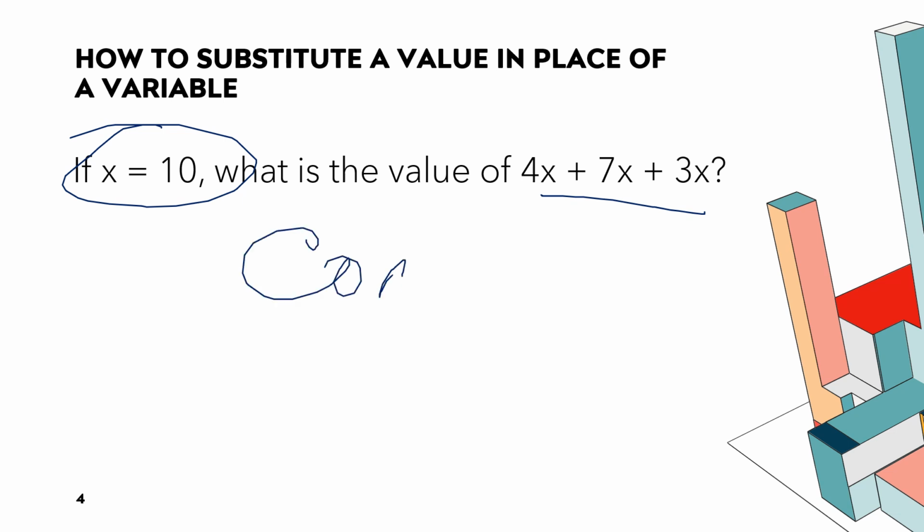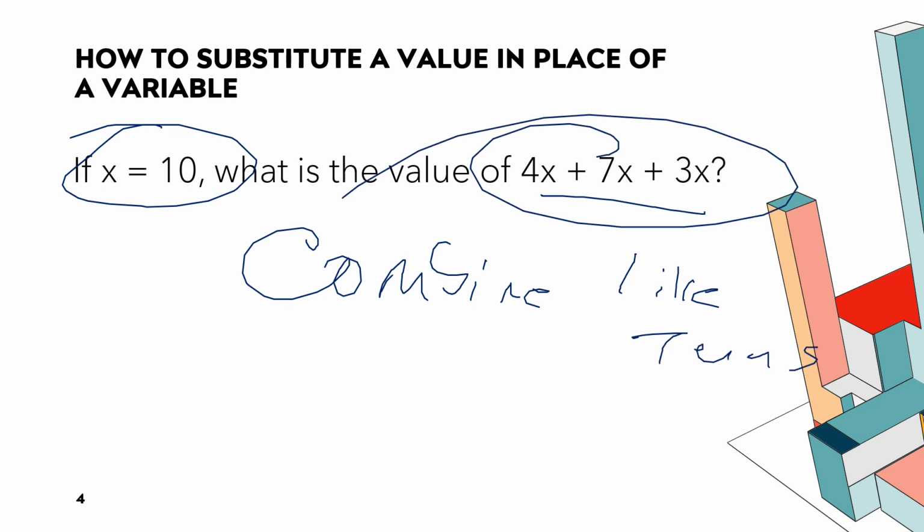Right, you should combine like terms. So you got your 3 like terms here, you'll combine them, and whatever that number is, you'll plug in 10 for x, and that's going to give you your answer. I'll let you spend a moment to figure this out on your own. Pause the video if you need to.